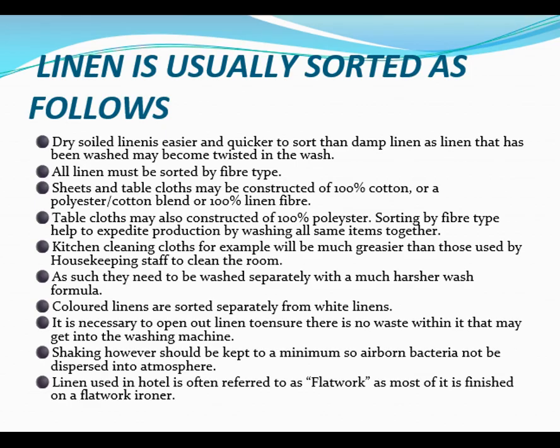Linen is usually sorted as follows. Dry soiled linen is easier and quicker to sort than damp linen, as linen that has been washed may become twisted in the wash. All linen must be sorted by fiber type. Sheets and tablecloths may be constructed of 100% cotton, or a polyester cotton blend, or 100% linen fiber. Tablecloths may also be constructed of 100% polyester. Sorting by fiber type helps to expedite production by washing all same items together.